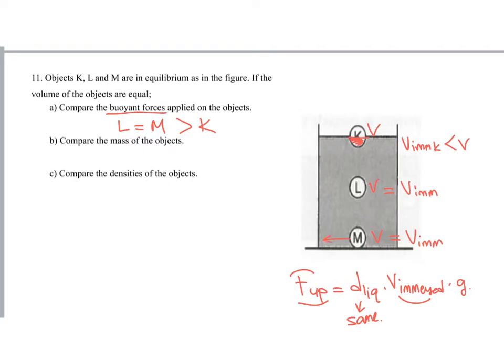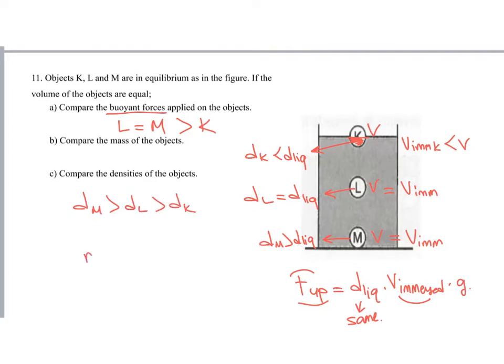You see that M sinks, so the density of M is bigger than the density of the liquid. L is hanging in equilibrium, so its density is equal to the density of the liquid. K is floating, so the density of K is smaller than the density of the liquid. So M is bigger than L, which is bigger than K.